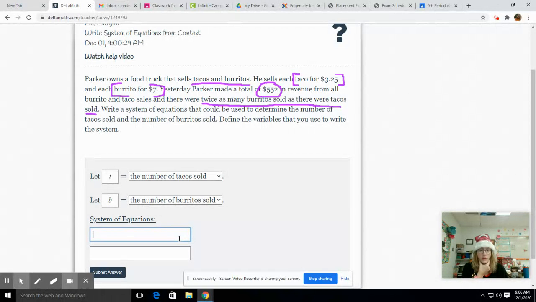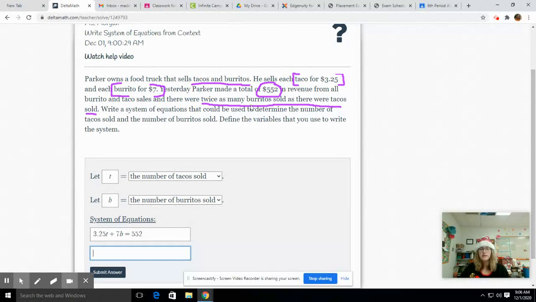Let's deal with the money first. We know that each taco costs $3.25. So if I wanted to find the price of 3 tacos, I would do $3.25 times 3. I think all of you can tell me that. So I'd write that by doing 3.25T for tacos. And then I also know that a burrito costs $7, so that's going to be plus 7B. And that is going to equal my total of $552. That's going to be one of my equations. So that takes care of that important information.